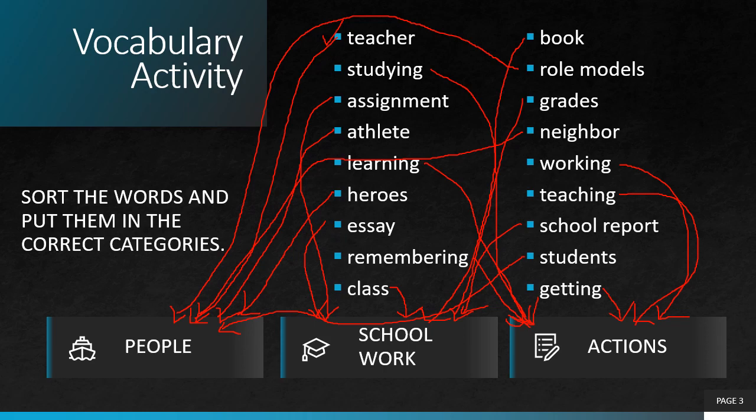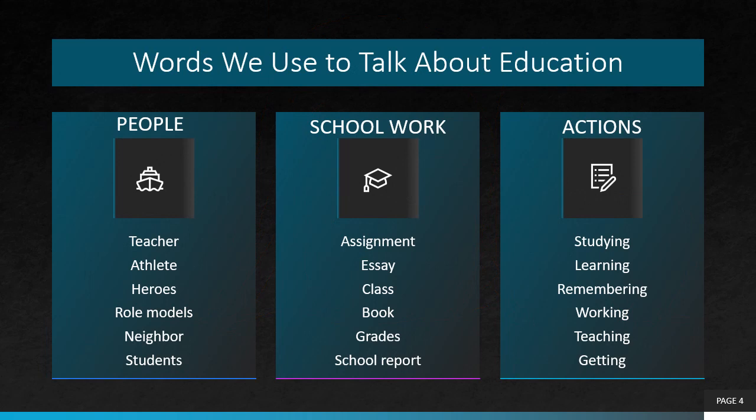So let us view them in their proper categories. These are the words that we use to talk about education. There are at least three categories that we can use: people, schoolwork, and actions. In people, we have these words: teacher, athlete, heroes, role models, neighbor, and students. Make sure that you know what each word means.